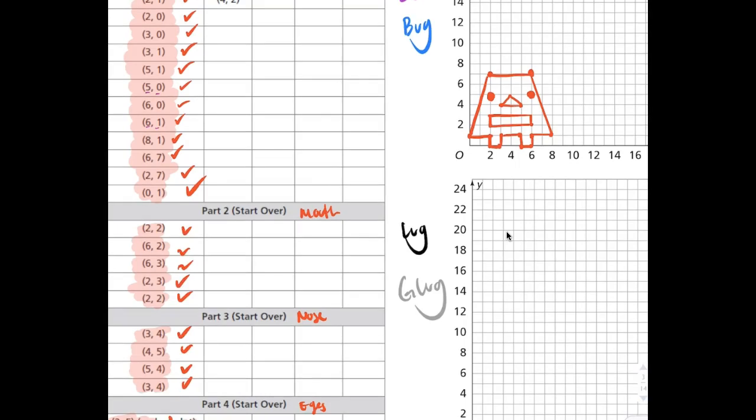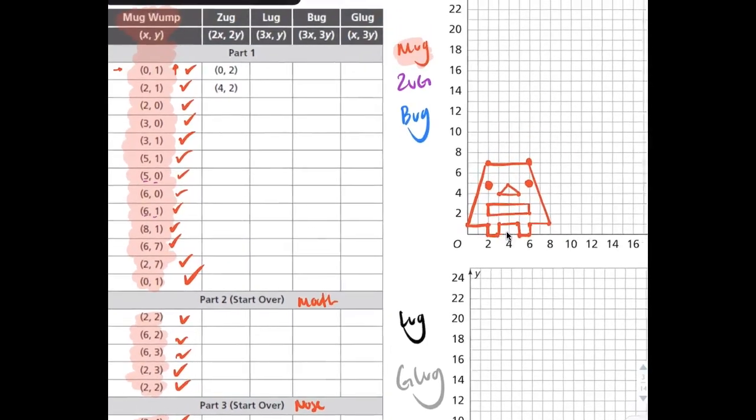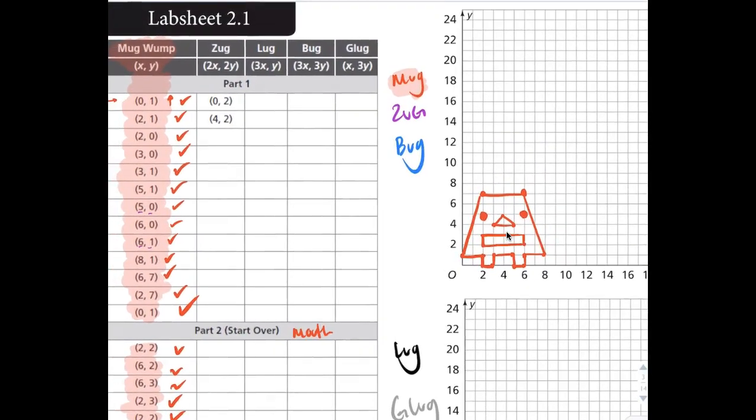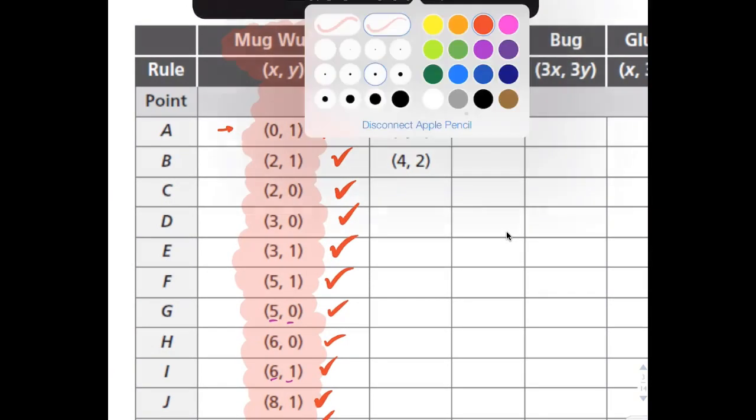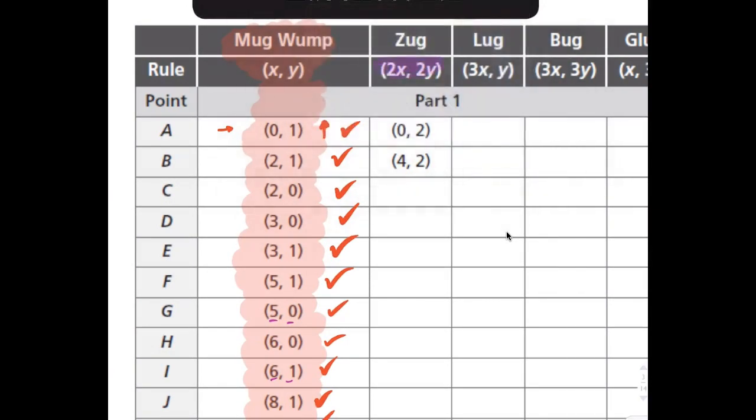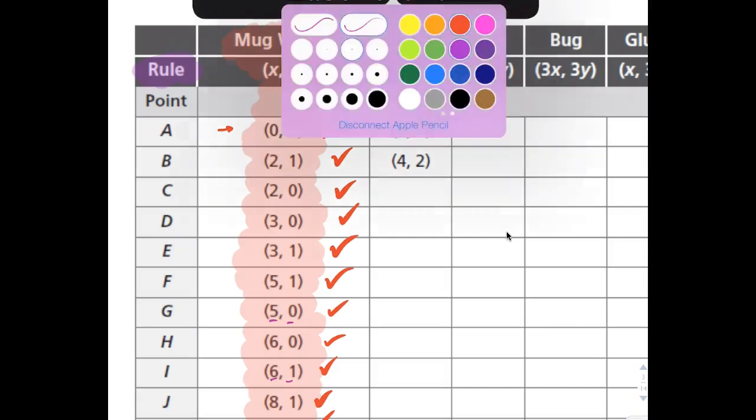So when we need to fill out the next column, it'll be very, very similar. But they gave us a rule. These numbers across the top represent our rules. So you'll see it right here. Zug is in purple. And these are our rules. So the rule says 2x and 2y. What that means is my x will be doubled because it says 2x.